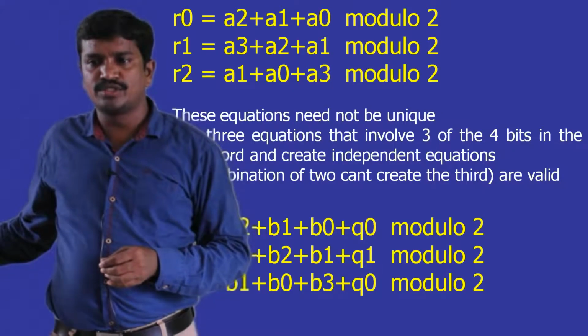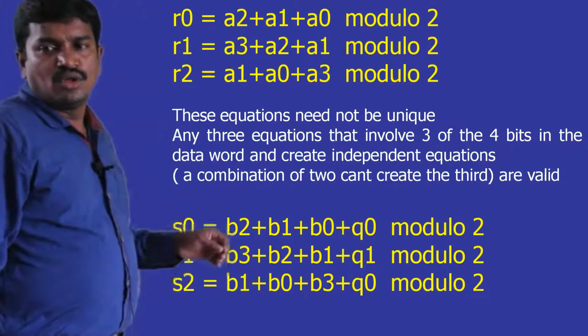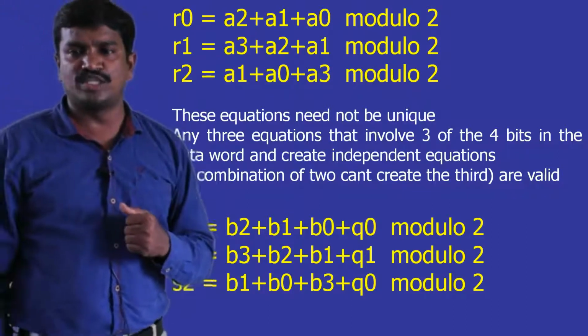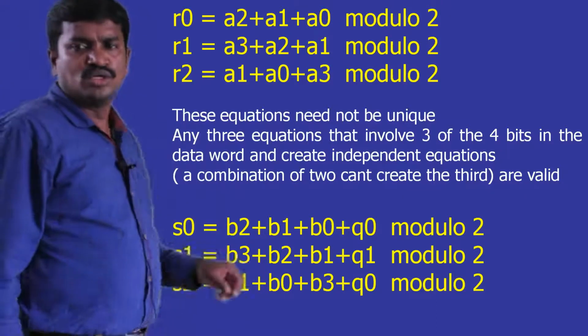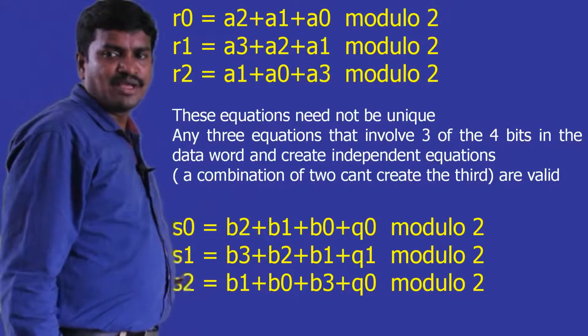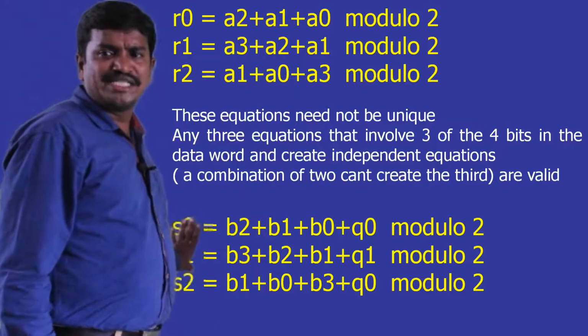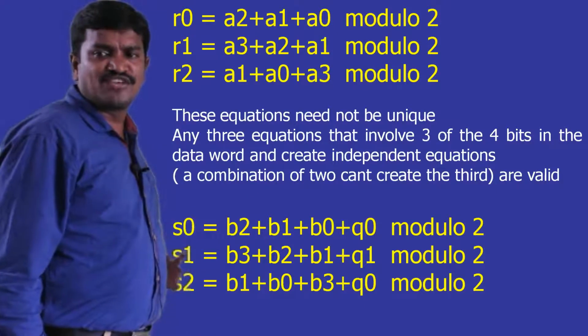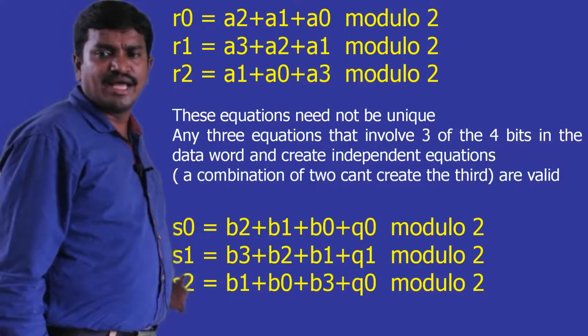That syndrome equations. On 001, why is it Q0? That's what we want to understand. So 0 means S0 is 0, S1 is 0, and S2 is 1. Which value is having an impact of making this S0 0, S1 0, and S2 1?